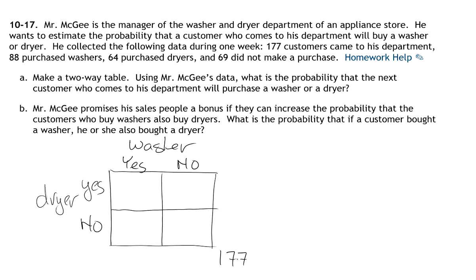So I'm going to put that outside in the margin there, down at that corner. It says 88 purchased washers. So washer, yes. 88 said yes to I need a new washer. 64 purchased dryers. So dryers, 64 said yes to the dryers. And also it says that 69 people did not make a purchase. So no washer, no dryer. So based on that information, I believe I can complete this two-way table that we've set up here.